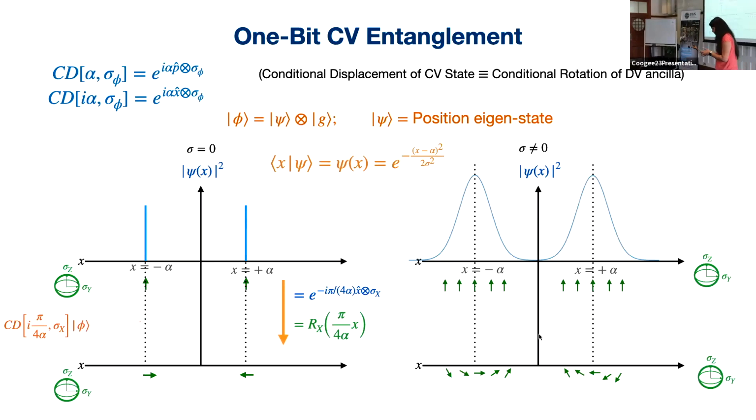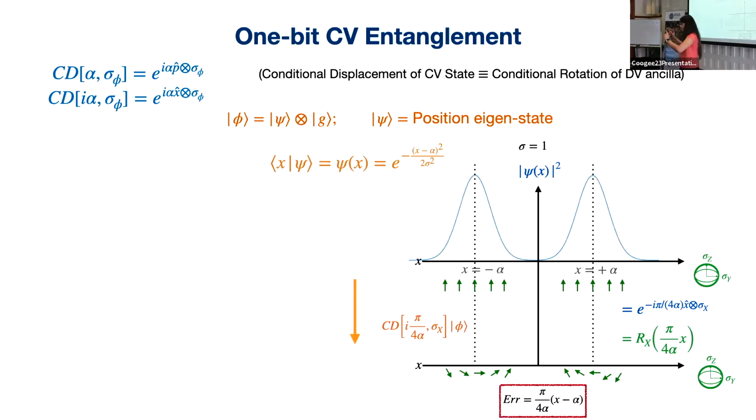So the idea is I want to correct for these over-rotations and under-rotations that happen here. Essentially, within this region, you have under-rotations. Outside of these regions, you have over-rotations, because here your mod x is less than alpha. Here and here, your mod x is greater than alpha. So the error here is a rotation of pi/4 alpha times (x minus alpha), right? In order to correct this rotation, I need to apply something like e to the i(x minus alpha). This is not available to us.